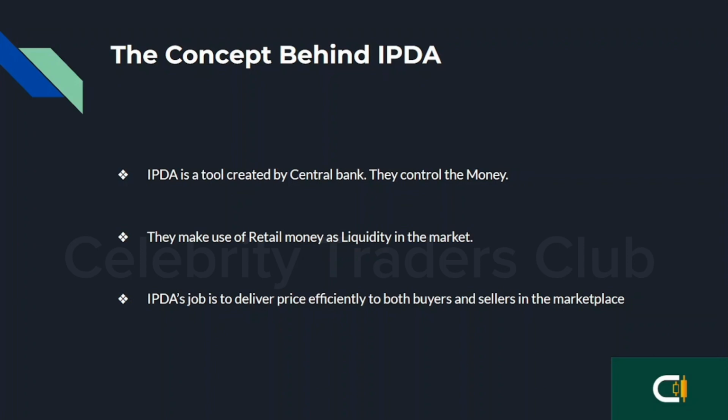Although the central bank has the capacity to move price, it must be a balanced flow of money to both the buyers and the sellers in the market. It needs to be balanced and it needs to be efficient. That's why you see price leaders being filled up, and I'm going to talk about that as we go on. That is how they do it.